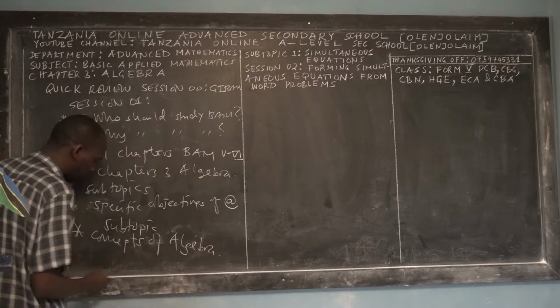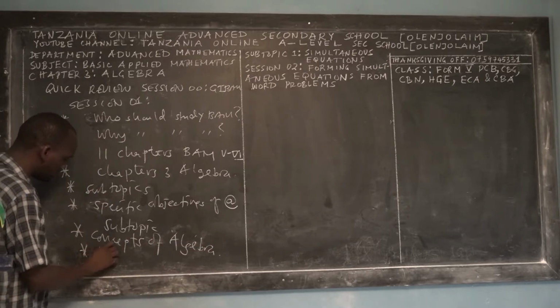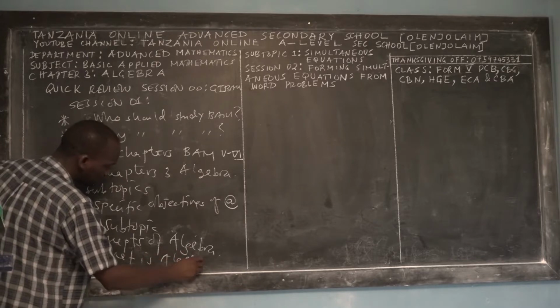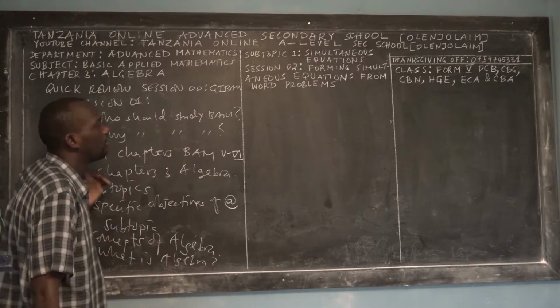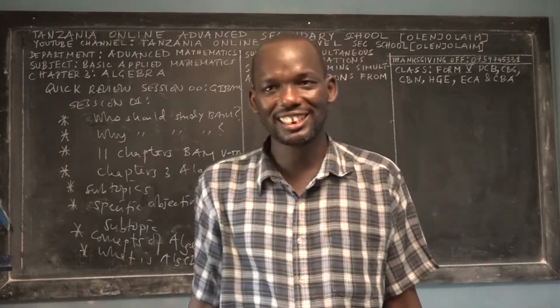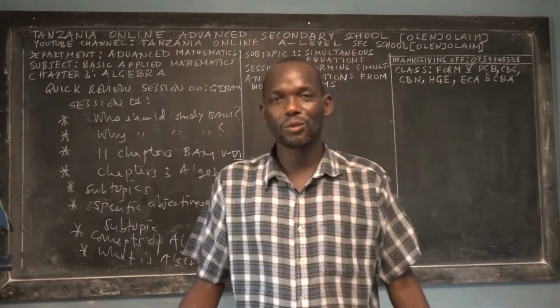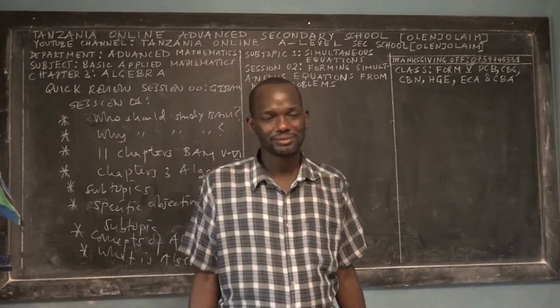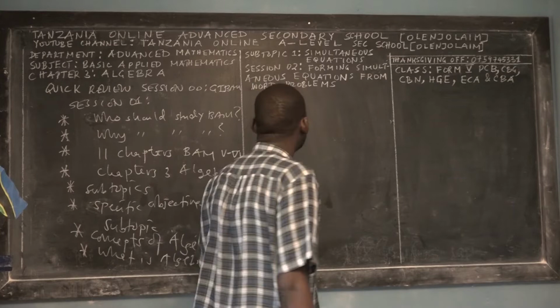And even I made general introductions. I defined what is algebra, and what are the branches of algebra. Then I left the homework. Do you remember the question that I left you? I left a question which was asking you, what is a simultaneous equation? So we're going to begin from that point.